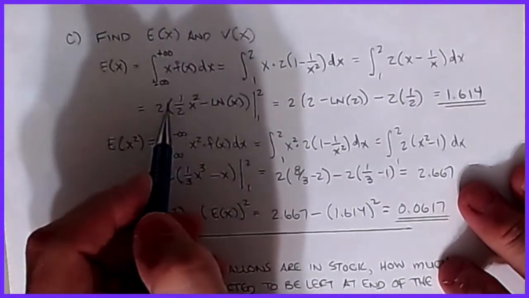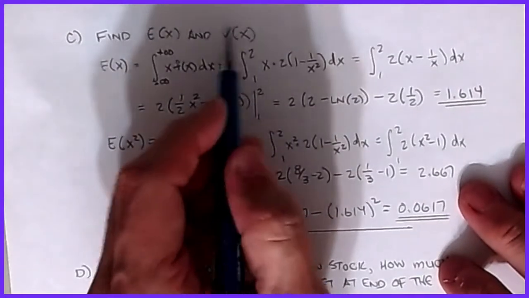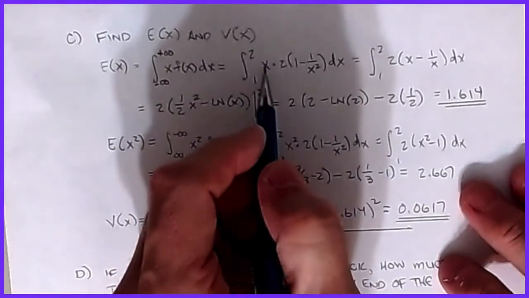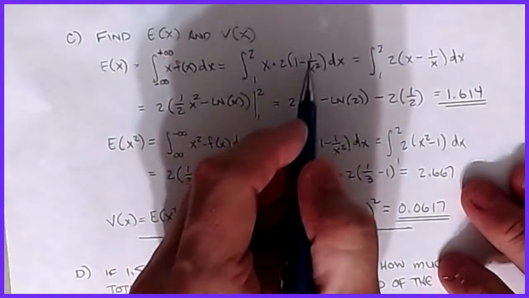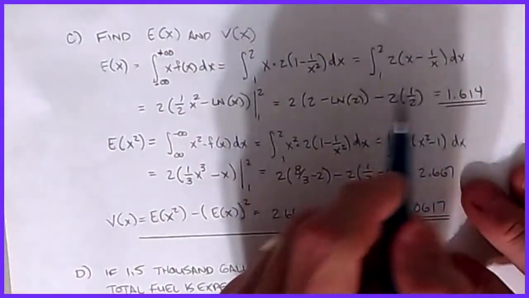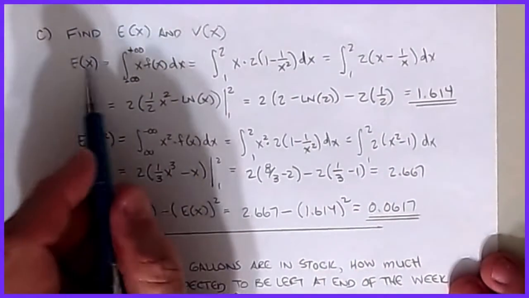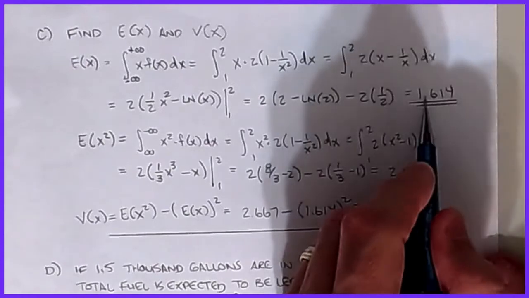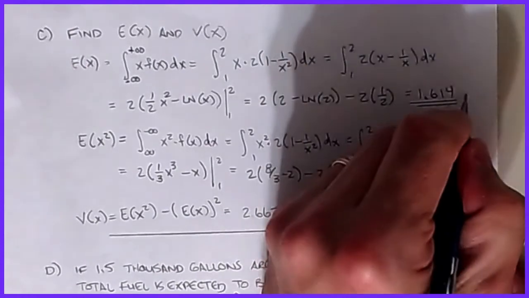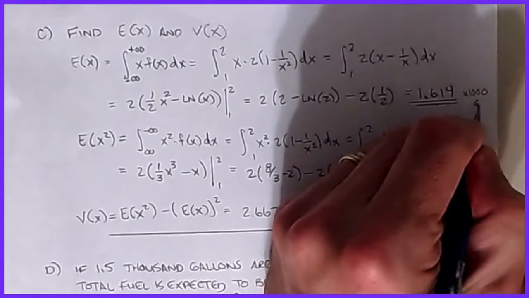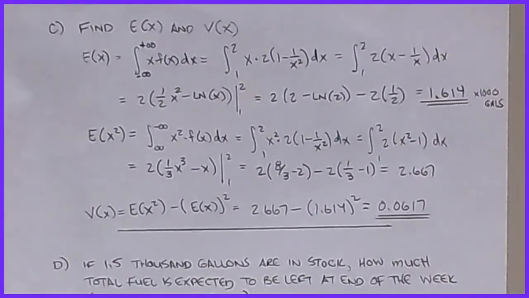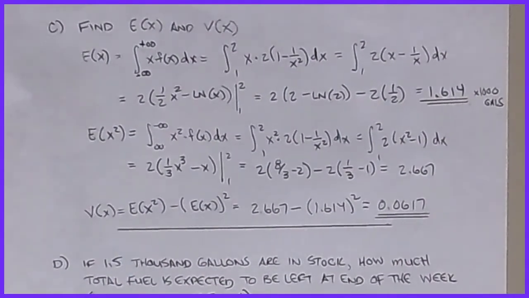So we're going to convert our limits to 1 and 2 for the same reasons. There's nothing above, nothing below. So the limit where it exists is 1 to 2 of x times 2 times 1 minus 1 over x squared dx. And you can do the calculus. What you'll find is that this expected value of the random variable x is going to be 1,614 gallons, or 1.614 times 1,000 gallons. That's what you expect to have in the tank demand in any given week, 1.614.